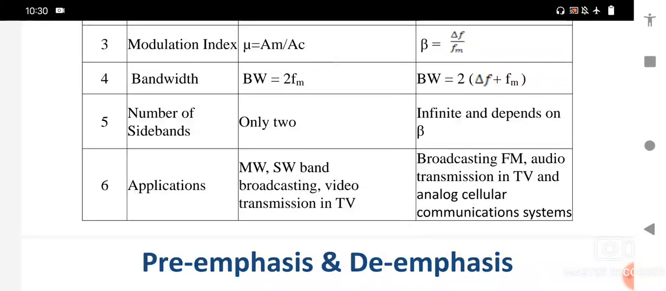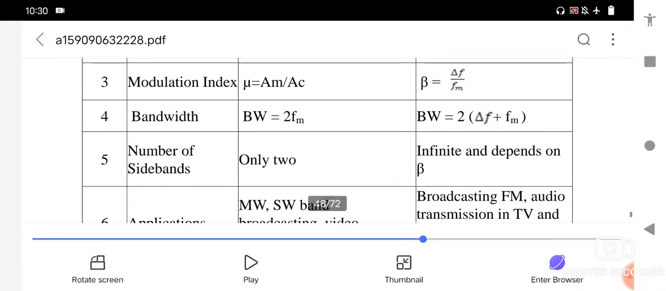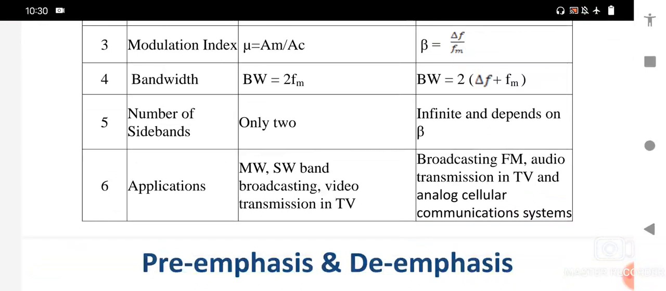The next parameter is bandwidth. In amplitude modulation, bandwidth is equal to 2fm, and in frequency modulation, bandwidth is equal to 2 into (del f plus fm).